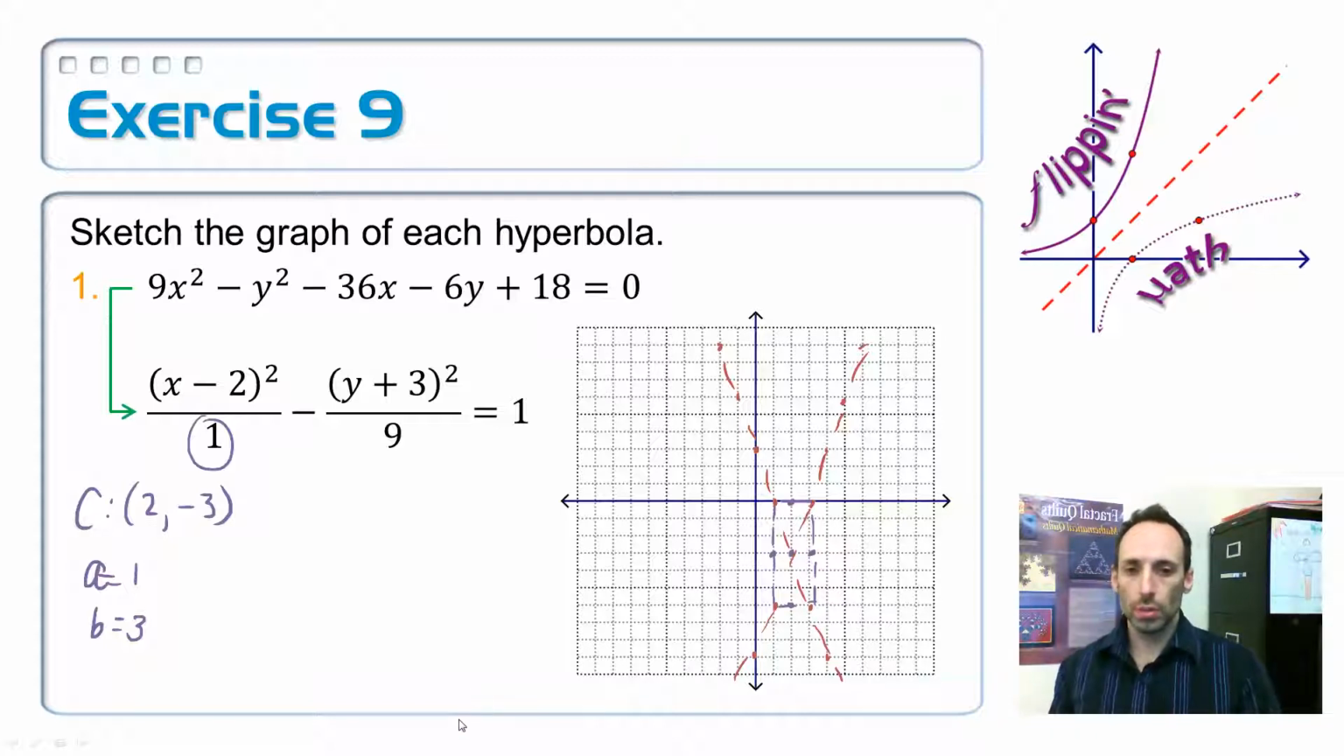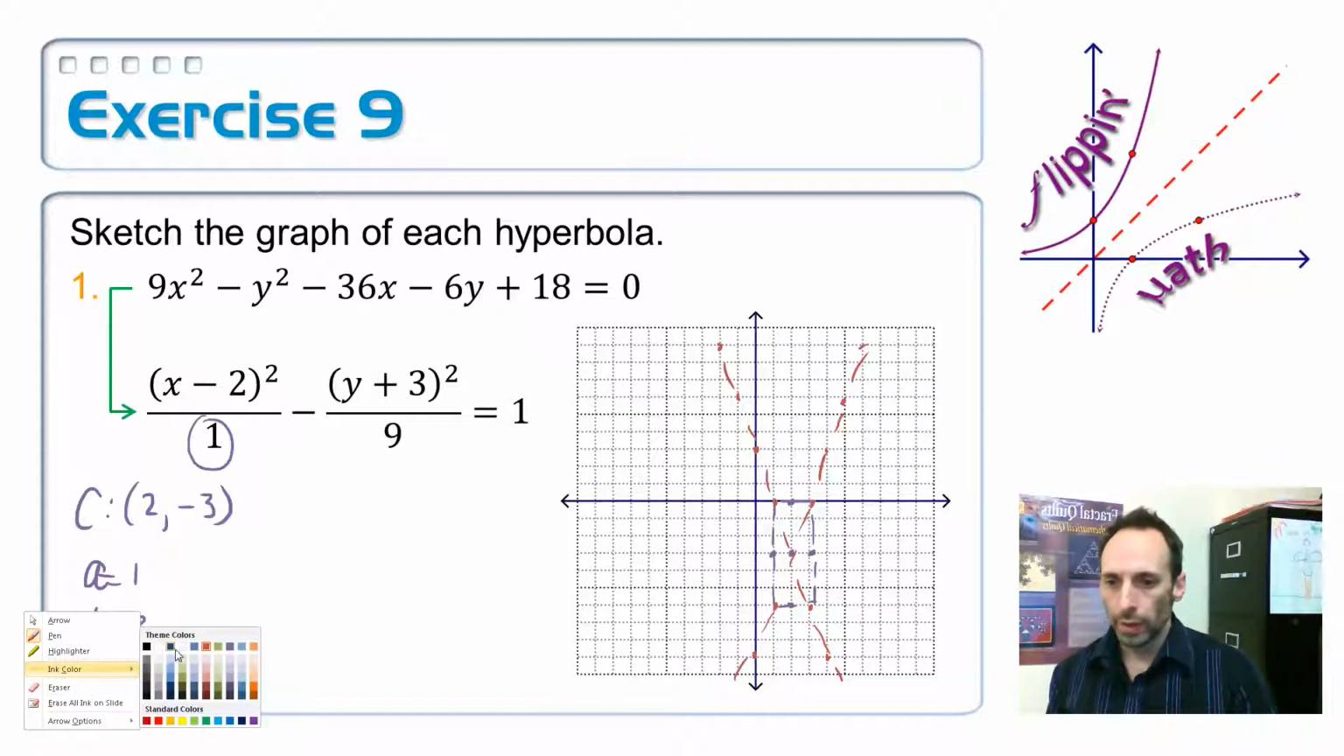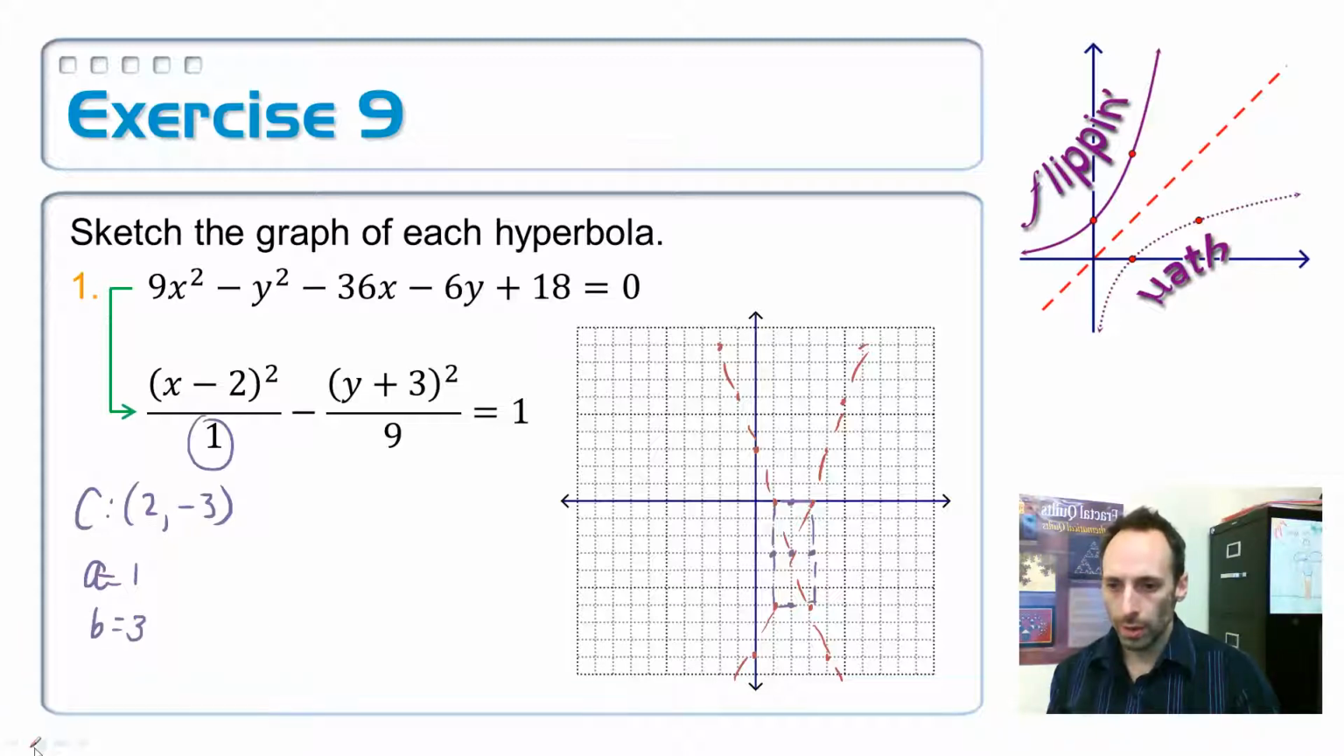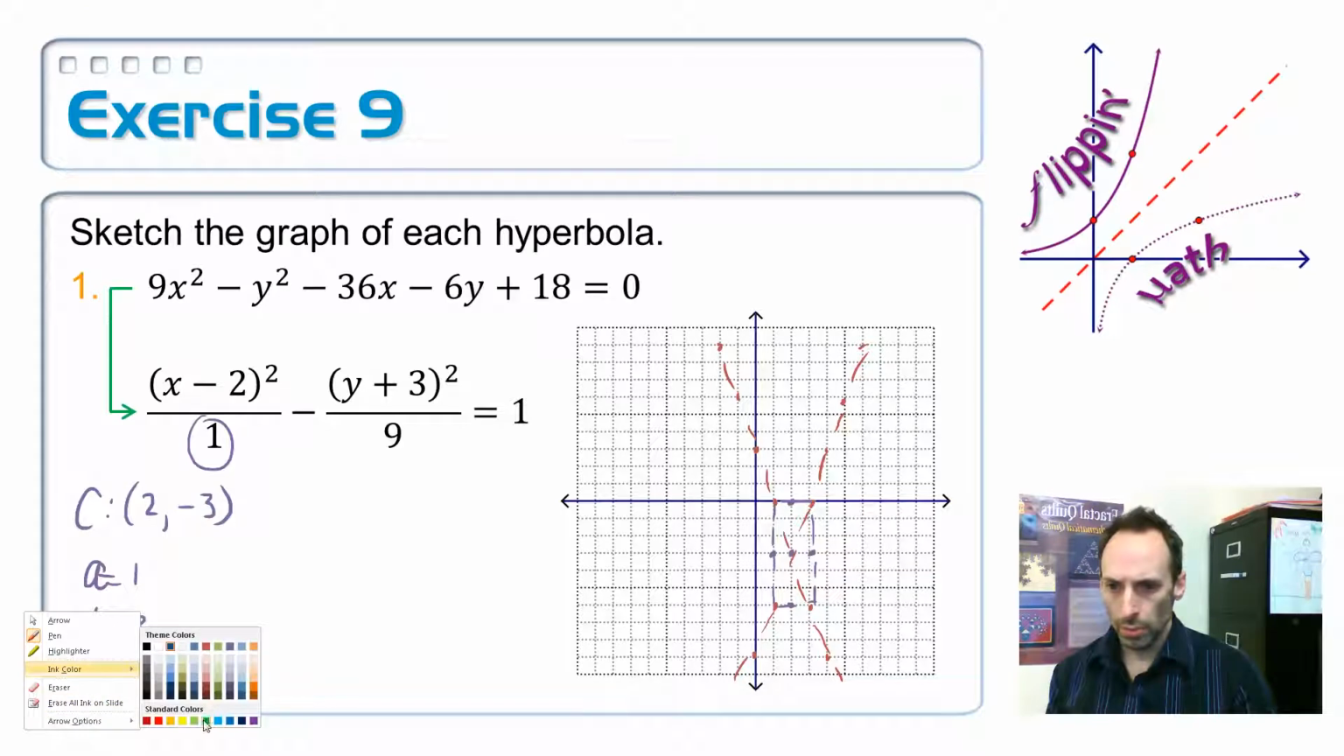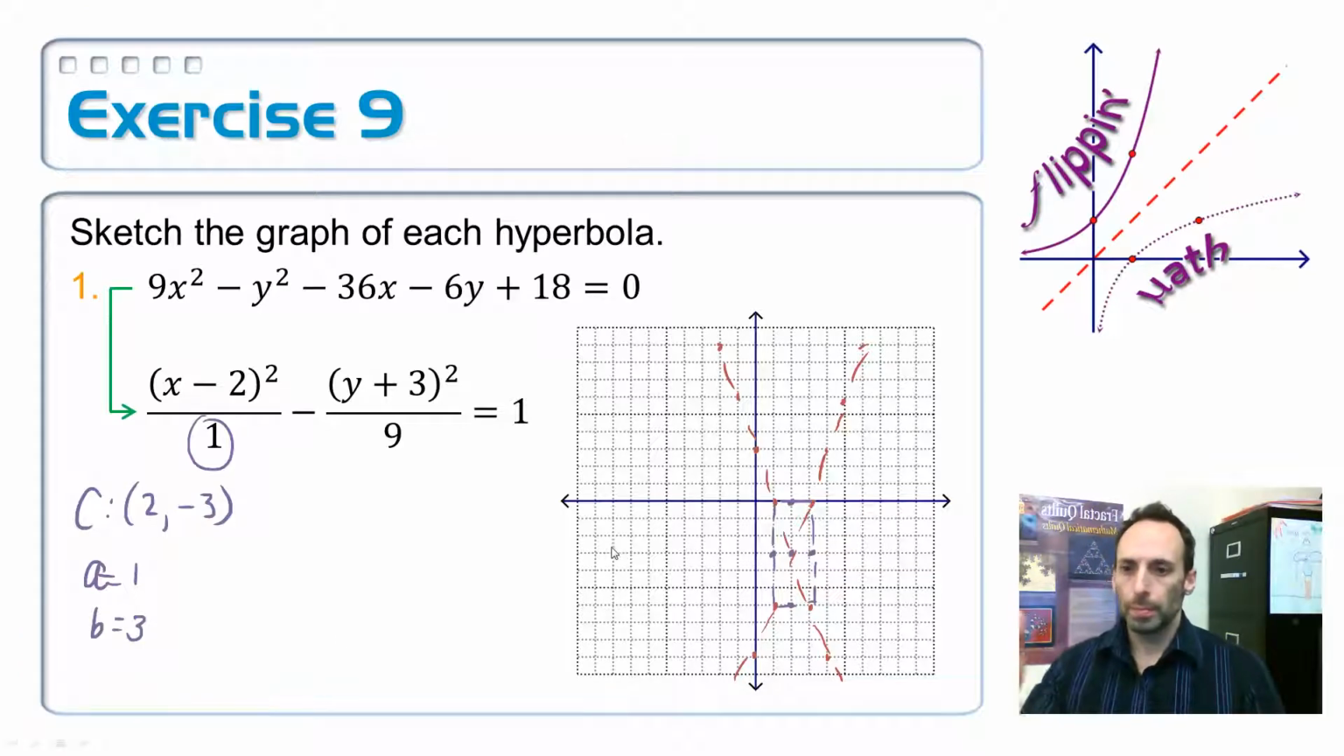And let's switch colors again, why don't we? So what direction is this thing going to open up in? How about green? Let's go with green. The positive squared term is the x, so this is horizontal. And that's where I put my vertices, right? Okay.